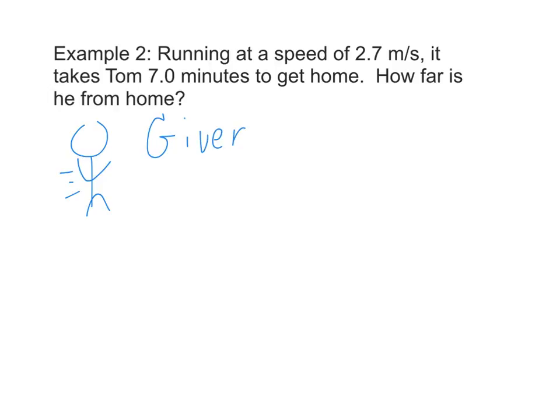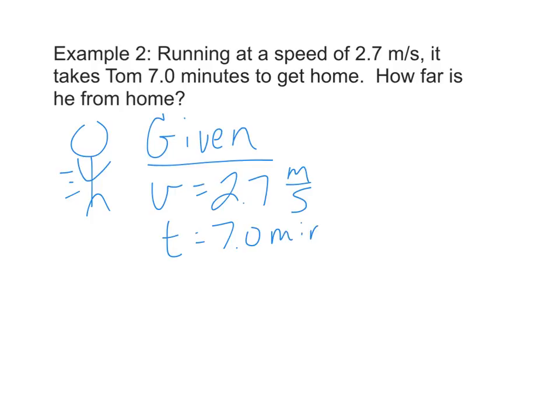List what we are given. And I did not do this in the last example because we were given a bunch of information. This is more of the traditional way to solve a problem, and you will see this format in the problem solving guidelines. So we are given that his speed is 2.7 meters per second. The time is equal to 7 minutes. And we want to find how far he is from home. So we are looking for his distance x.